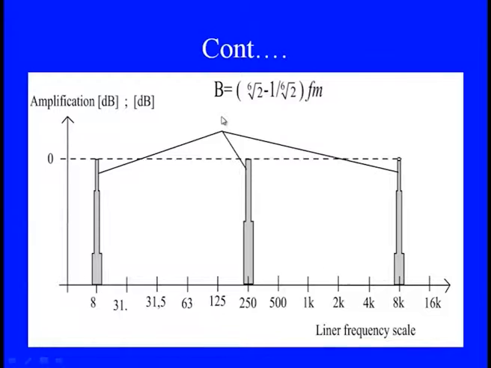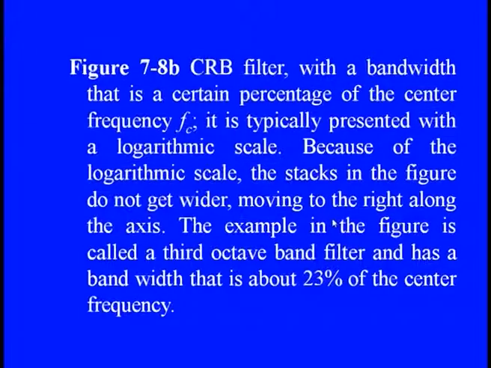So we can say the bandwidth is equal to the square root of 2 minus 1 over the square root of 2, whole cube of that, times the central frequency. Here these are my linear frequency ranges, and in between, the bandwidth is calculated based on the central frequency and the corresponding width. Now if we go to the CRB, the constant relative bandwidth filter, it has a bandwidth that is a certain percentage of the central frequencies, and it is typically presented with the logarithmic scale.